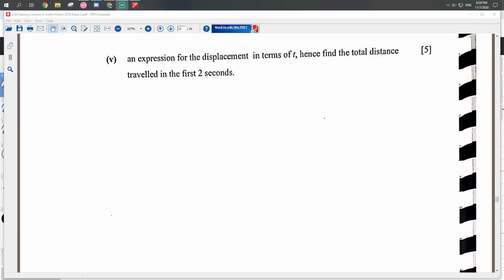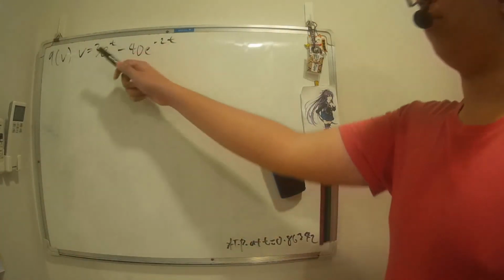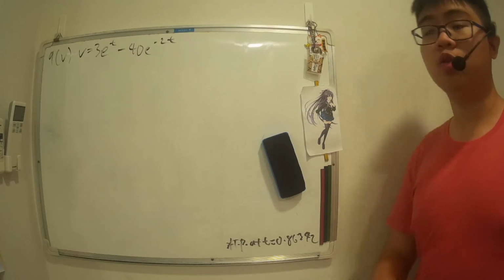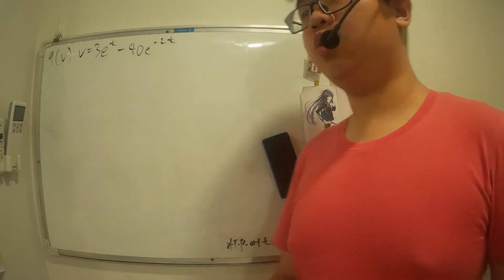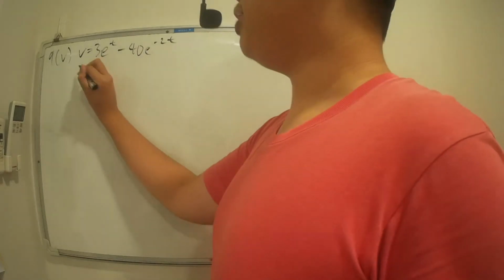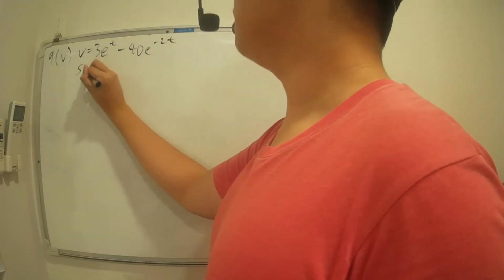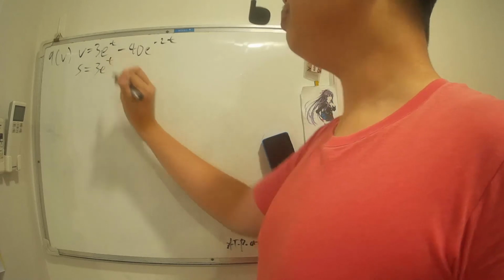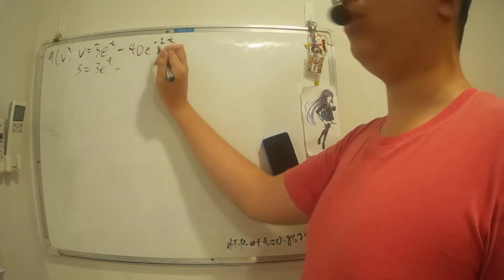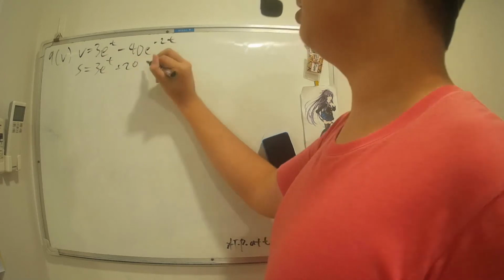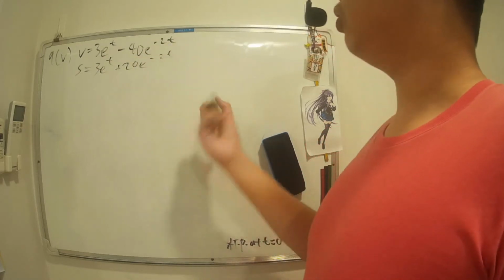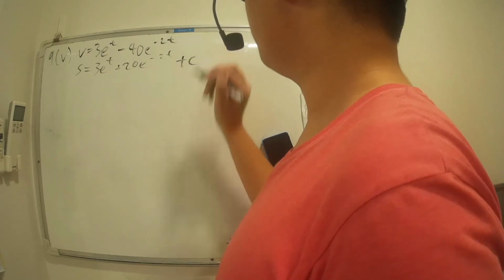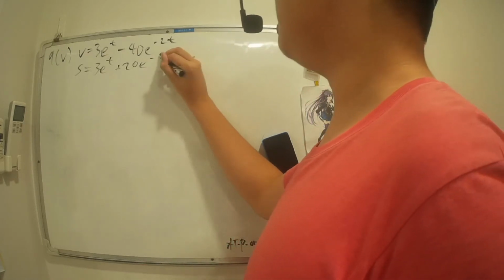Part 5. Find an expression for the displacement in terms of t, hence find the total distance traveled in the first 2 seconds. Before we get started, remember that there's actually a turning point for v, which is at t equals 0.86342, which means that I cannot just integrate this from 0 to 2. So let's find our indefinite s. So integrate: the first one is still 3e^t minus negative 40 divided by 2. Actually, this is positive. Plus 20 e^(-2t), plus c, right?